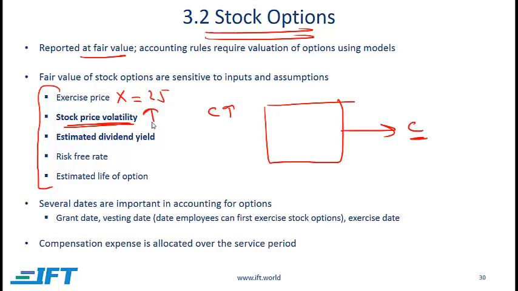So if a company wants to show a high expense, it can increase this assumed volatility. If a company wants to show a low stock option expense, then it can assume a relatively low volatility. The estimated dividend yield on the stock is another subjective variable. The higher this estimated dividend yield, the lower the value of the call option. The risk-free rate also has an impact on the call option price, though this is not a very strong relationship. If the risk-free rate is higher, the call option price is a little bit higher.